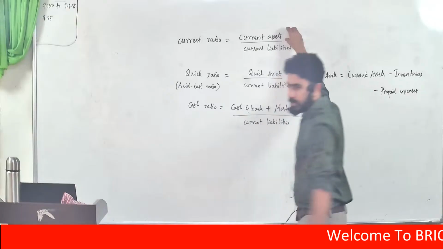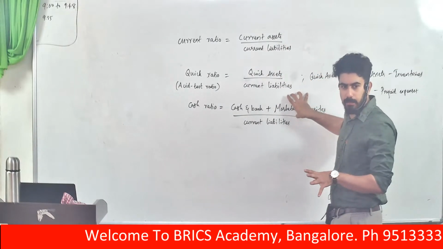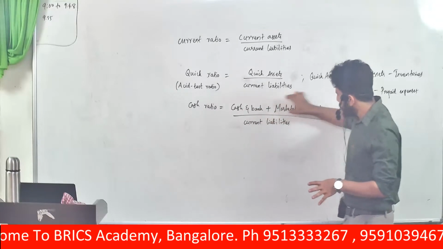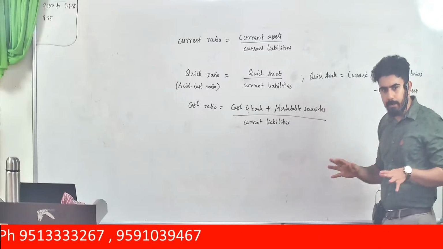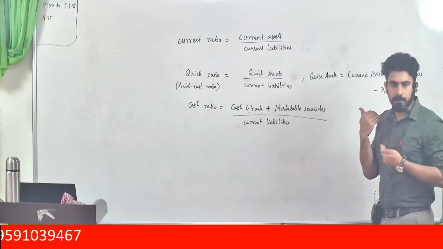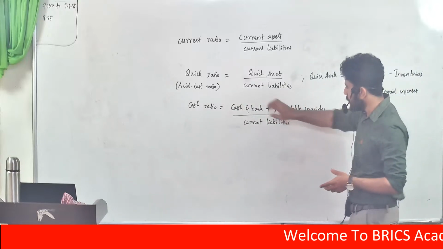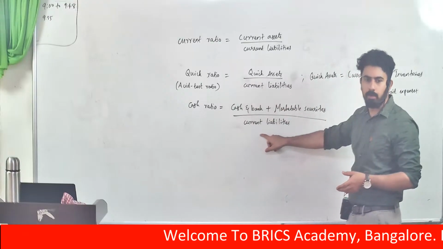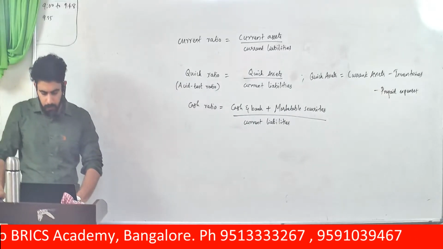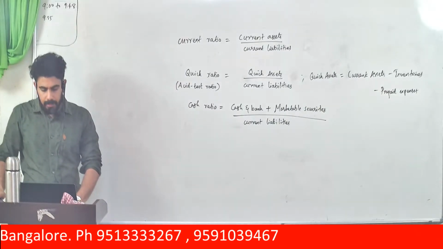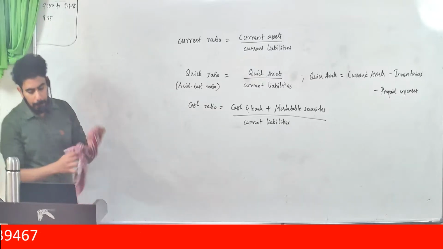Here the quick asset is very near to cash. Marketable securities means you can sell them immediately if you want, anytime. If you want money today, you just click a button and you get the cash. So the money is very close at hand to meet your current liabilities. This is what the cash ratio is. Okay, we'll move to the next one.